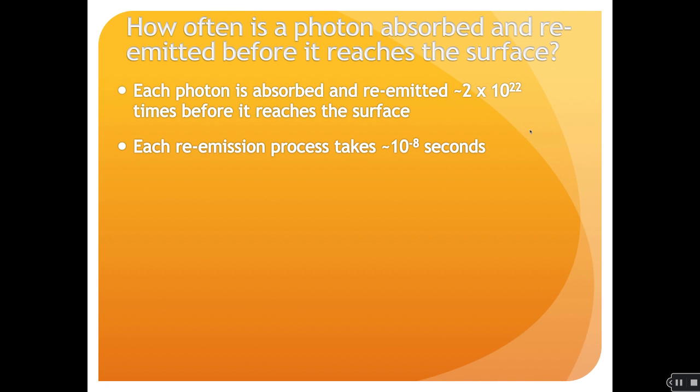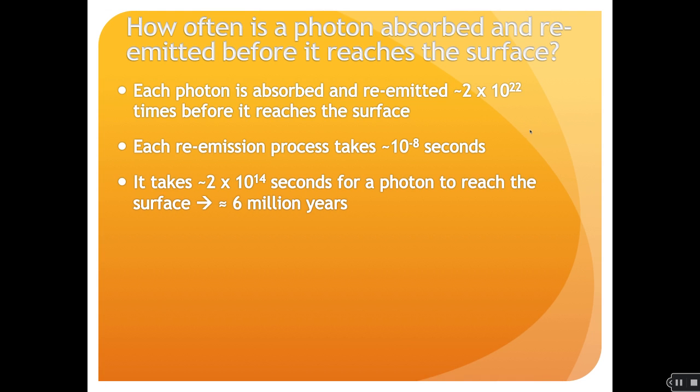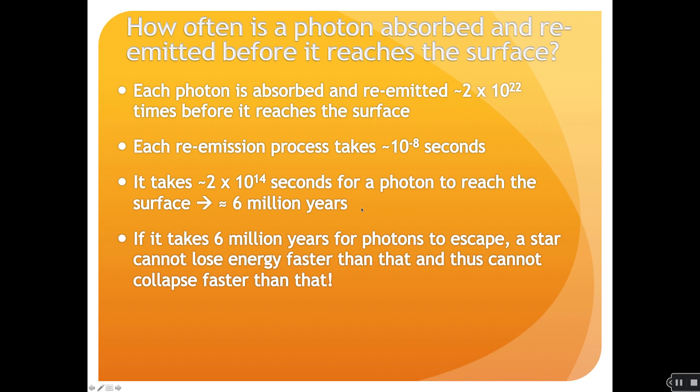Okay, so we've got our number of times it takes, and we know that each emission takes about 10 to the minus 8 seconds. So it gets absorbed, and then it takes 10 to the minus 8 seconds before it re-emits. And so that means that you know how long it's going to take. It's going to take 10 to the 22 times 10 to the minus 8, which is 2 times 10 to the 14 seconds. And so what you get is that the photon will take that many seconds, which is about 6 million years.